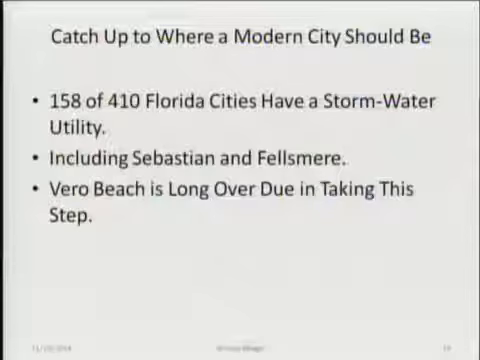I think we have to catch up where a modern city should be. I don't like 19th century ideas. I guess it's a middle 20th century idea here in Vero Beach. But 158 of 410 Florida cities have a stormwater utility. I mean, this is not a new idea. In fact, the more major cities and the more prominent names certainly have a stormwater utility. Why we think we don't need one busts my mind. But stormwater utilities are also found in Sebastian and Fellsmere, for what it's worth. And I think Vero Beach is long overdue in taking this step. It's something we should have done a long time ago.